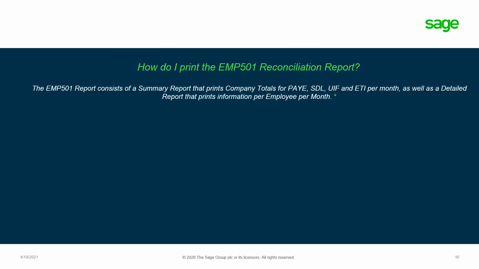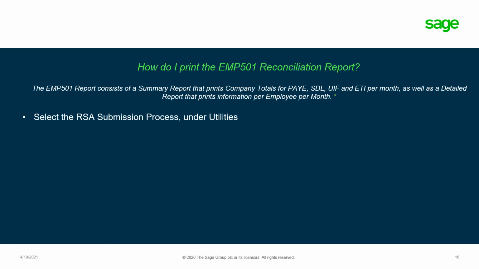The EMP 501 report consists of the summary report, that prints company totals for pay-as-you-earn, SDL, UIF, and ETI per month, as well as a detailed report that prints information per employee per month. With the reconciliation procedure, the values on the payroll must reconcile to the values paid to SARS.